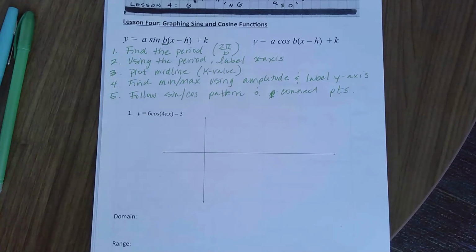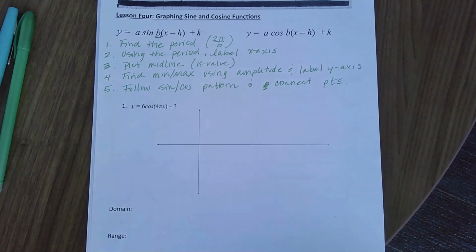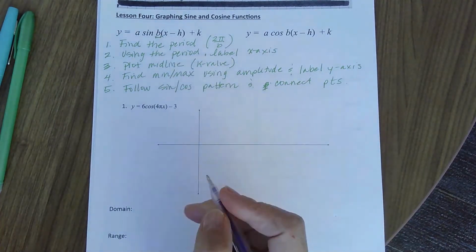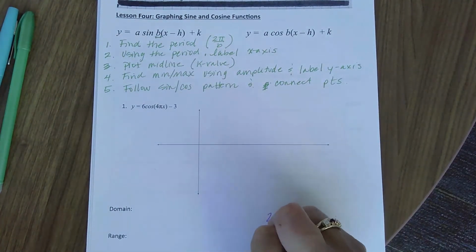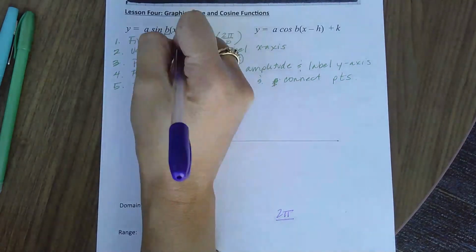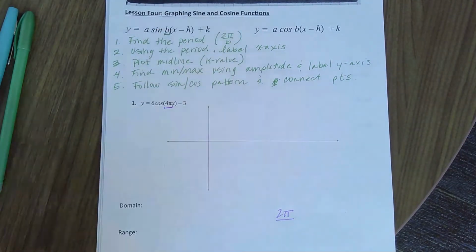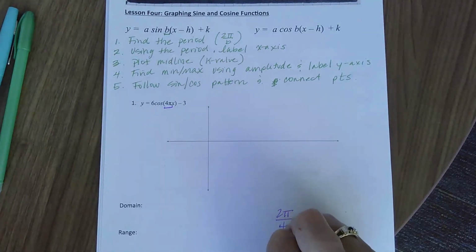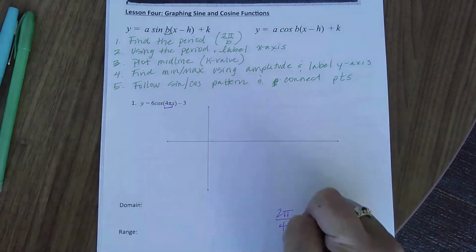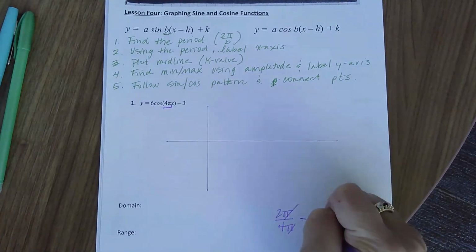Okay, so let's go ahead and start. The first thing I want to do is find the period of my function. So I'm going to take 2 pi over b. B in my particular example is the number being multiplied by x, which is 4 pi. Don't forget that the pi and the 4 are both numbers. So I'm going to reduce this to 1/2.